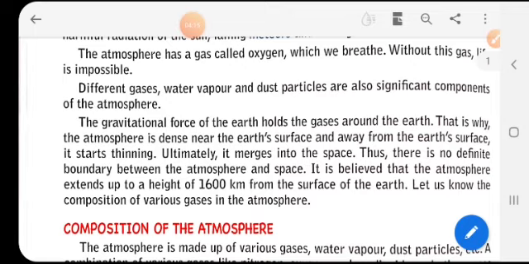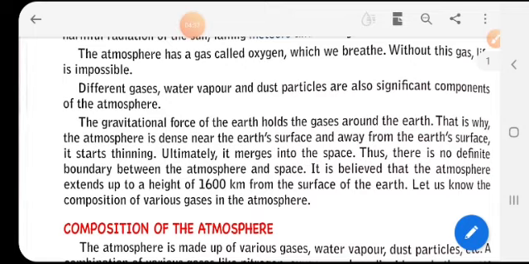It is believed that the atmosphere extends up to a height of 1600 kilometers from the surface of the earth. So from the place where you are standing on this earth, from that height to 1600 kilometers above is called the extent of the atmosphere.